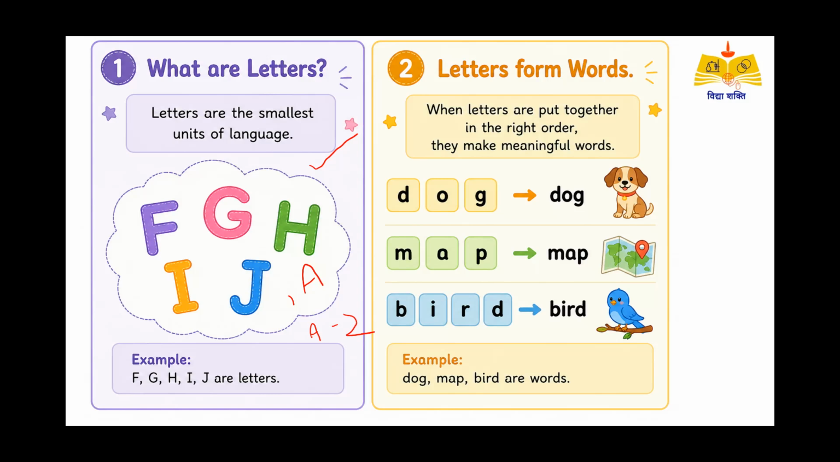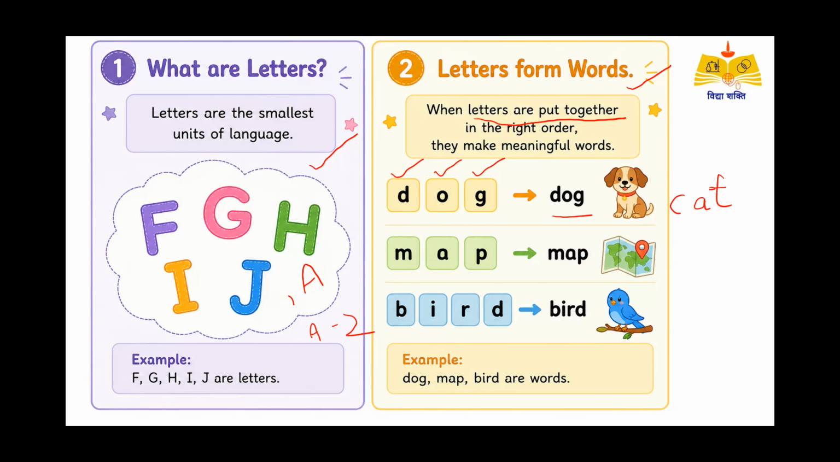Okay. Now on this side you see that there are some words. What are words? Telugulo padalu antam kada. So words, how do you form the words? When letters are put together in the right order, they make meaningful words. సరైన ఆర్డర్ లో అంటే కరెక్ట్ స్పెల్లింగ్ రాసినప్పుడు అర్థవంతమైన పదాలు ఫామ్ అవుతాయి. ఉదాహరణకి here you are putting letters DOG. Then you have the word dog. So letters, when they are put in the right order, they form words.